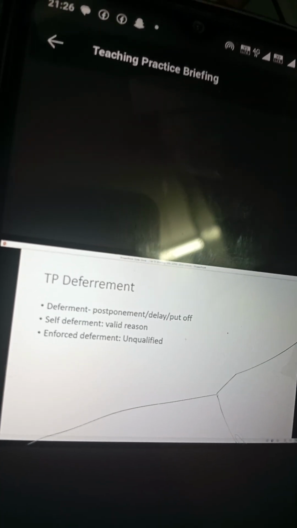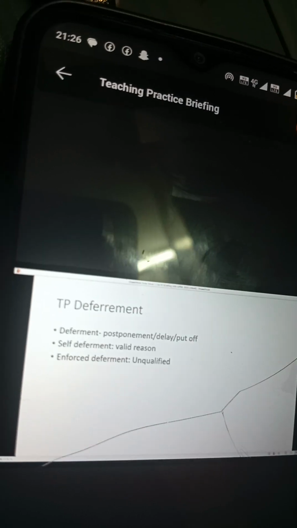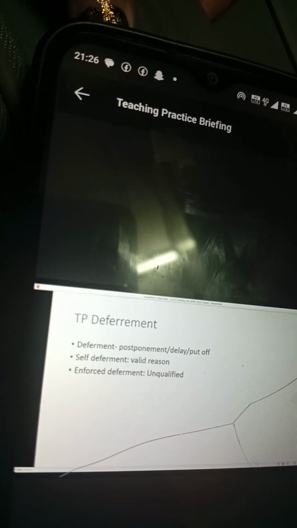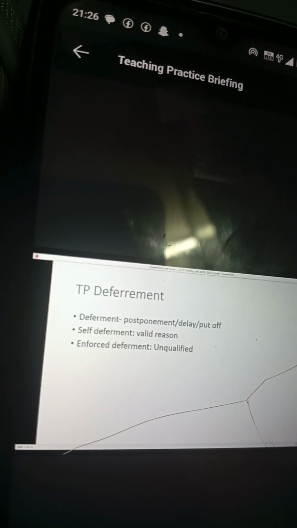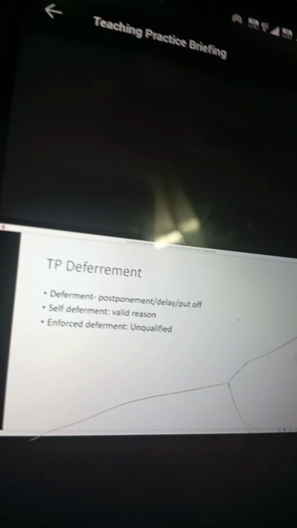You'll be expected to write a letter to the TP office, to the TP coordinator, with the subject deferment, then you give the reasons. Then you submit the letter to the TP office. Once that comes, we accept it. Then you take it to registry. You'll be removed from being an active student. Good.